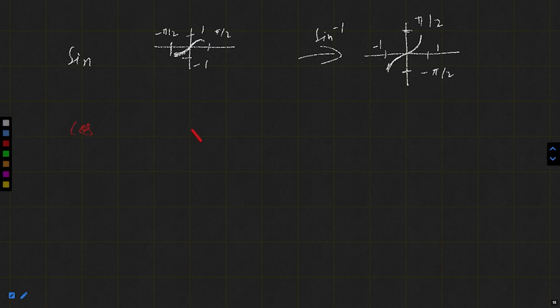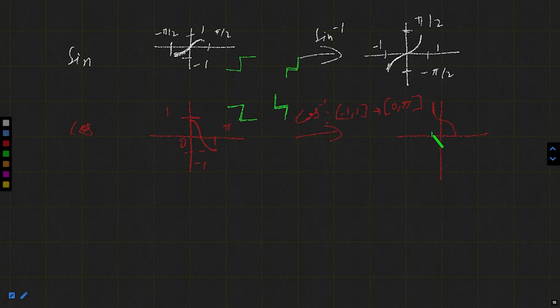Now, for cos, if you recall, cos was from 0 to pi, and this point was 1, and this was minus 1. And your cos inverse was from minus 1 to 1, to 0 to pi. Yes, minus 1 to 1 and 0 to pi. And your cos inverse looked like this, if you recall. So from this, here your graph looks like this, and from here your graph looks like this. Okay, so left to right increasing, down to up increasing, left to right decreasing, up to down decreasing.